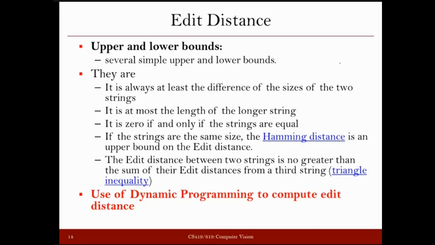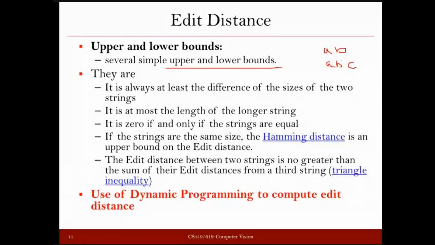There are some very obvious bounds that you can define for this distance measure, both upper and lower, and they are quite trivial. The edit distance between the 2 given words is always at least the difference of sizes of the 2 strings. So if you have one string, let's say AB, and another string ABC, it is going to be at least the difference of the sizes of the 2 strings.